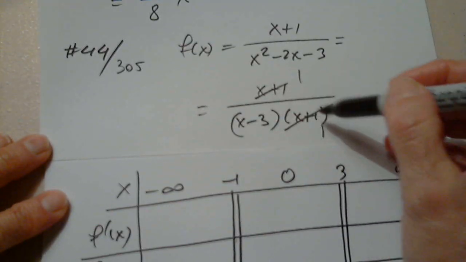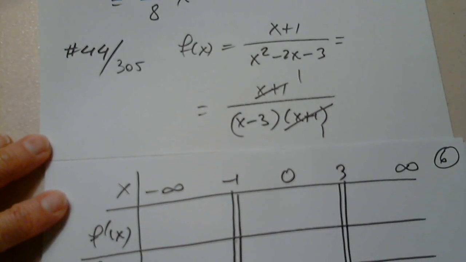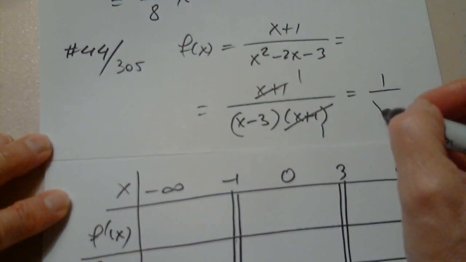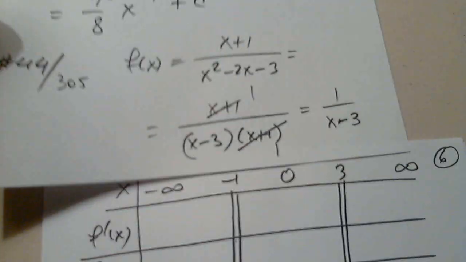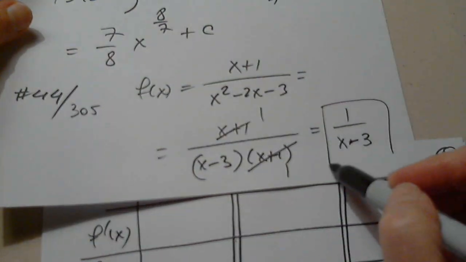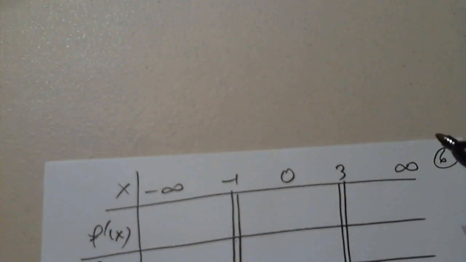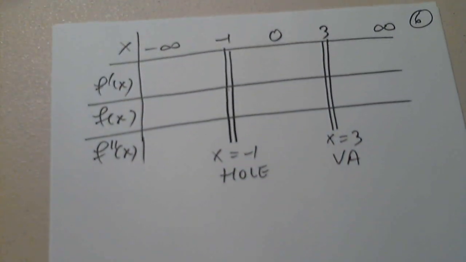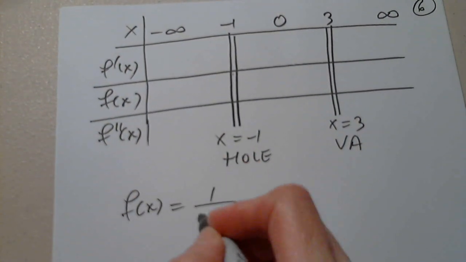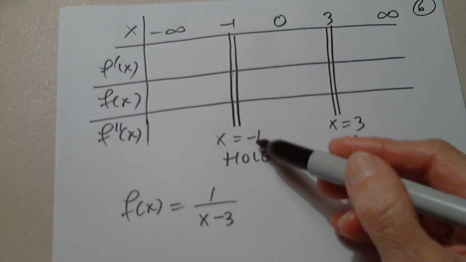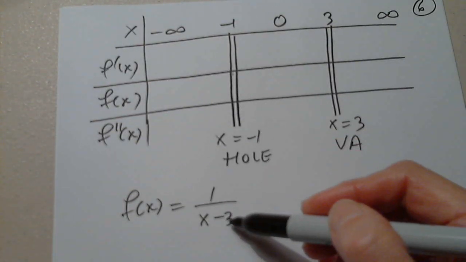When a factor goes away, it means that x equals -1 is a hole in the graph, and the simplified form is this, which means x equals 3 is a vertical asymptote. This is the function we will continue with, 1 over x minus 3. So when I plug in -1, I have 1 over -4.